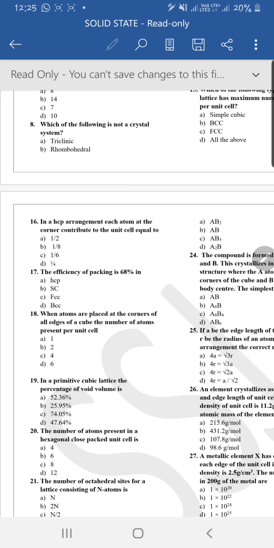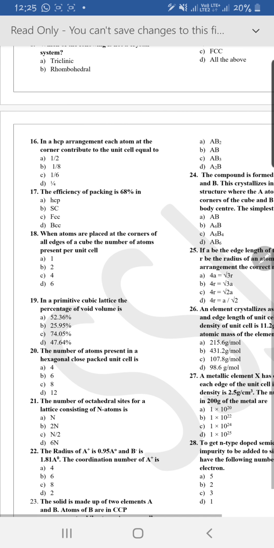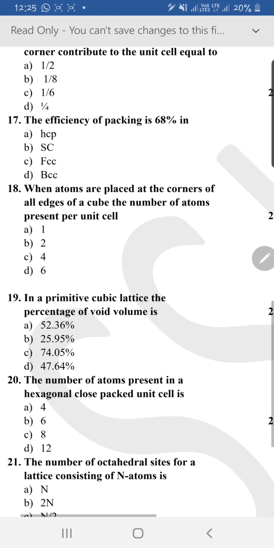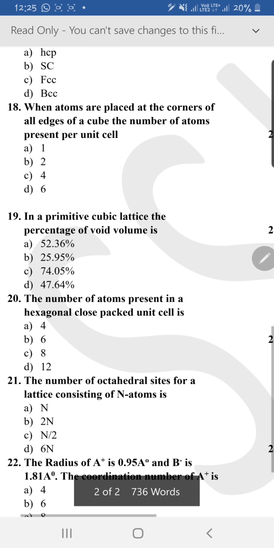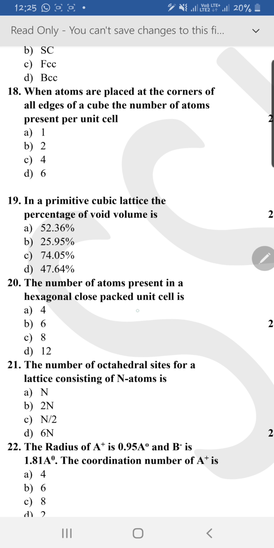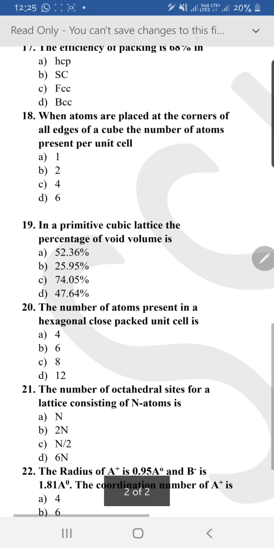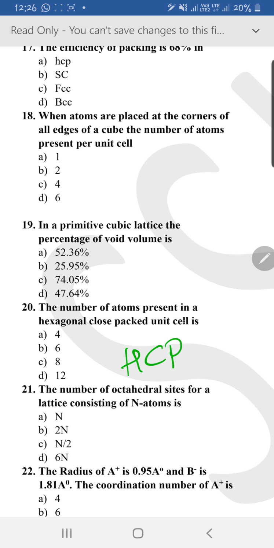Then move on to the 19th question. The primitive cubic lattice has a percentage void volume of? They are asking void volume. 52.36 is the percentage occupied. Therefore, for void volume, if you subtract it from 100, you get the answer, that is 47.64, the easiest answer. Moving to the number of atoms present in hexagonal close packing, that is HCP. As I told, whether it is HCP, FCC, CCP, all are the same. The best option is 4.